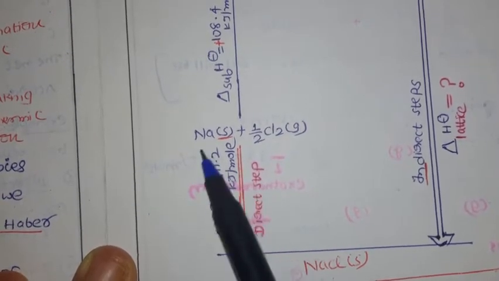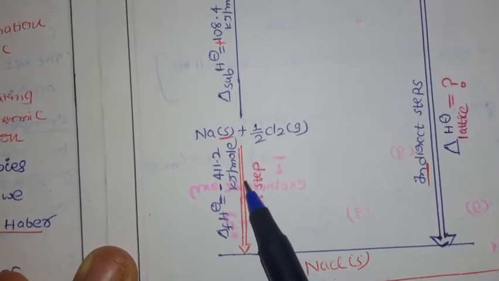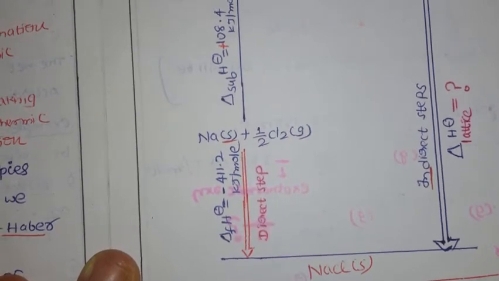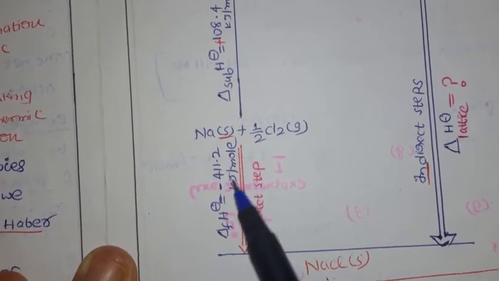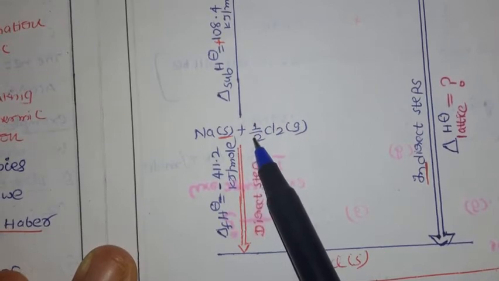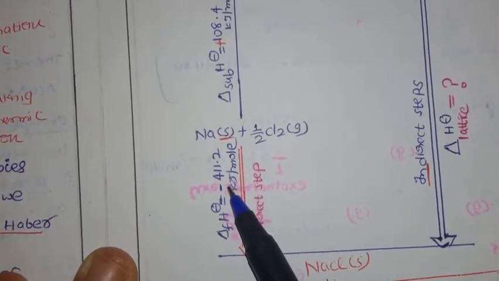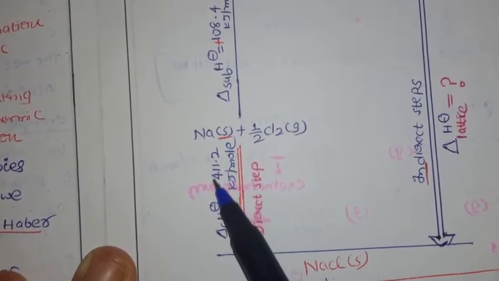So how much are you going to get here? Minus 411.2 kilojoule per mole. Why? Because we are going to get 1 mole. So here bond formation is an exothermic process. So the enthalpy of formation, delta H, is minus 411.2. So the sign is important.